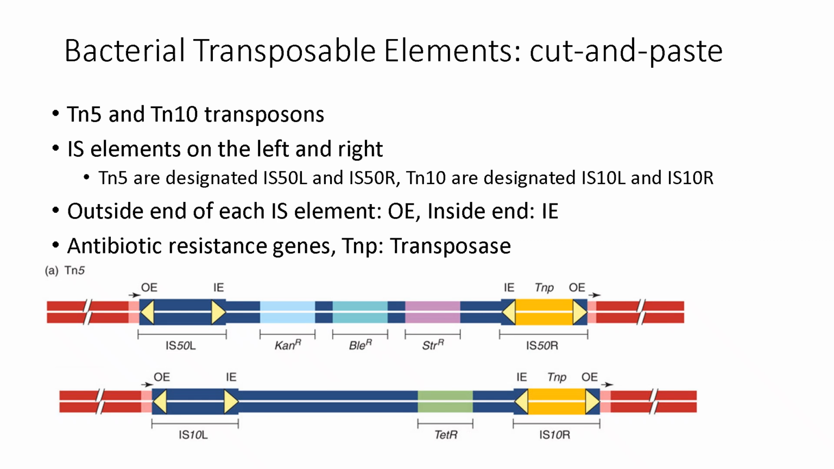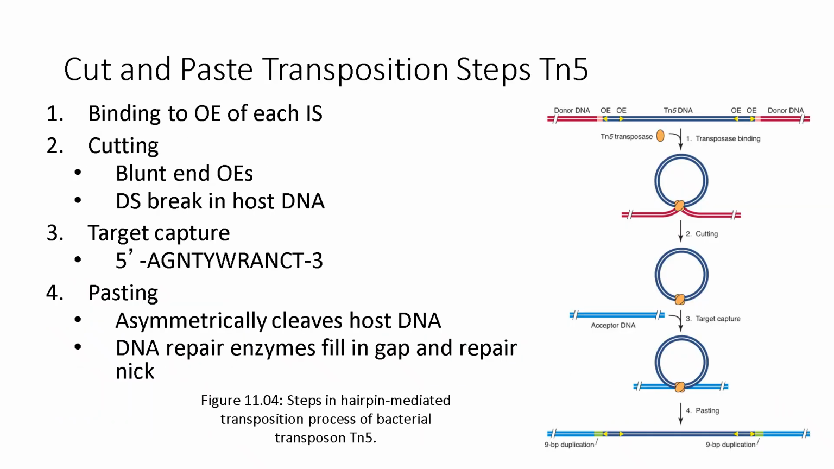These transposons have IS elements designated as IS50L and IS50R for Tn5, and IS10L and IS10R for Tn10. Each element has outer ends and inner ends. The transposons often carry antibiotic resistance genes, and the tnp gene encodes transposase, essential for movement. R equals purine, Y equals pyrimidine, W equals A or T, N equals any nucleotide.